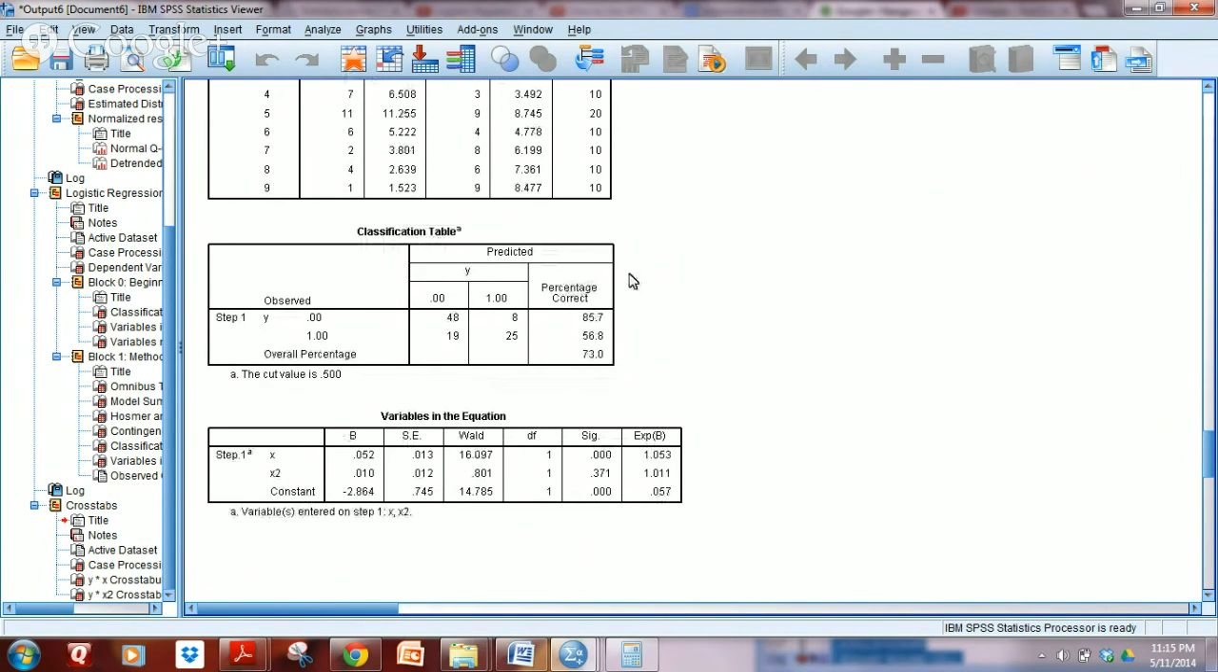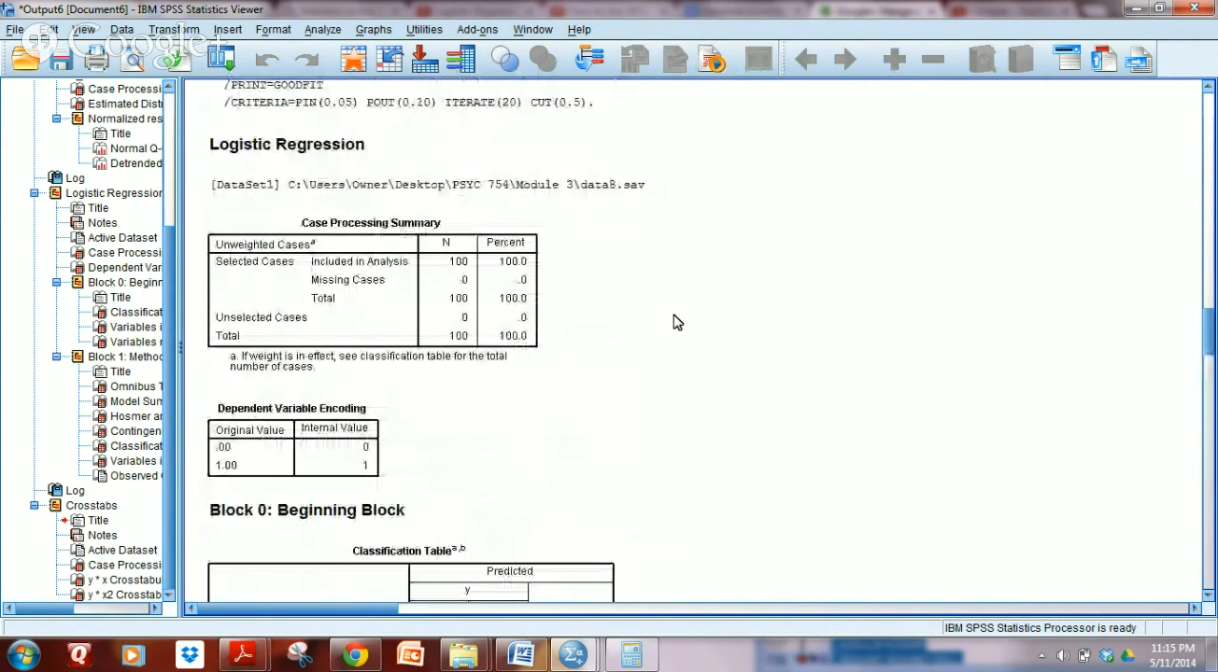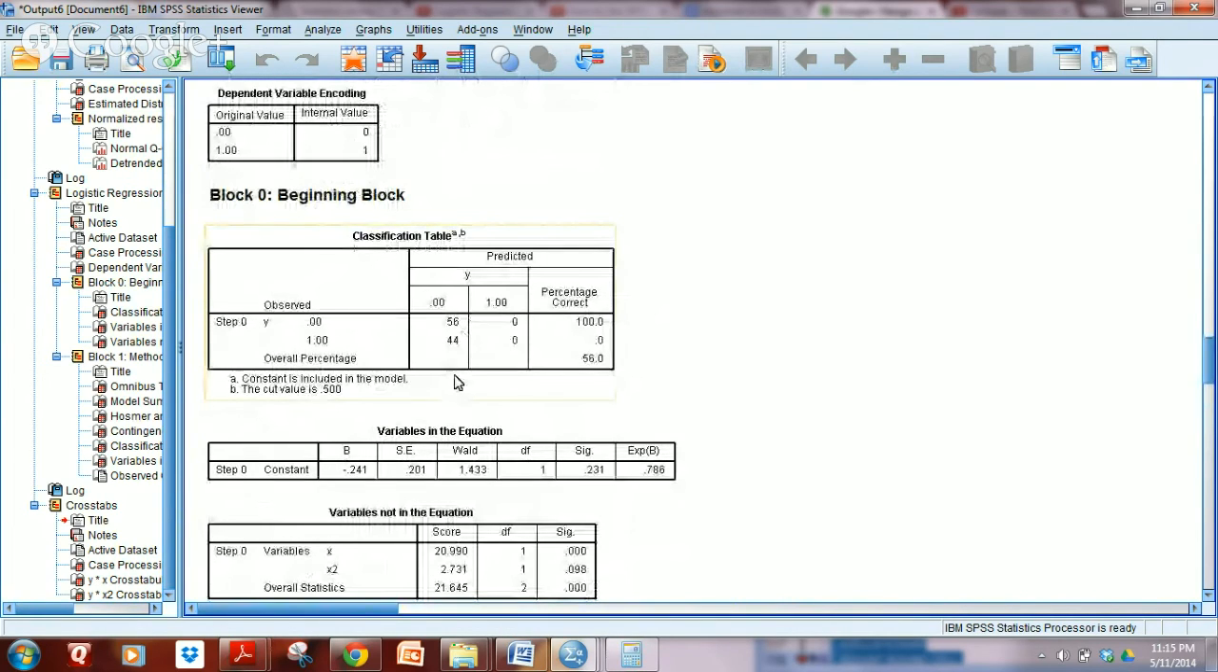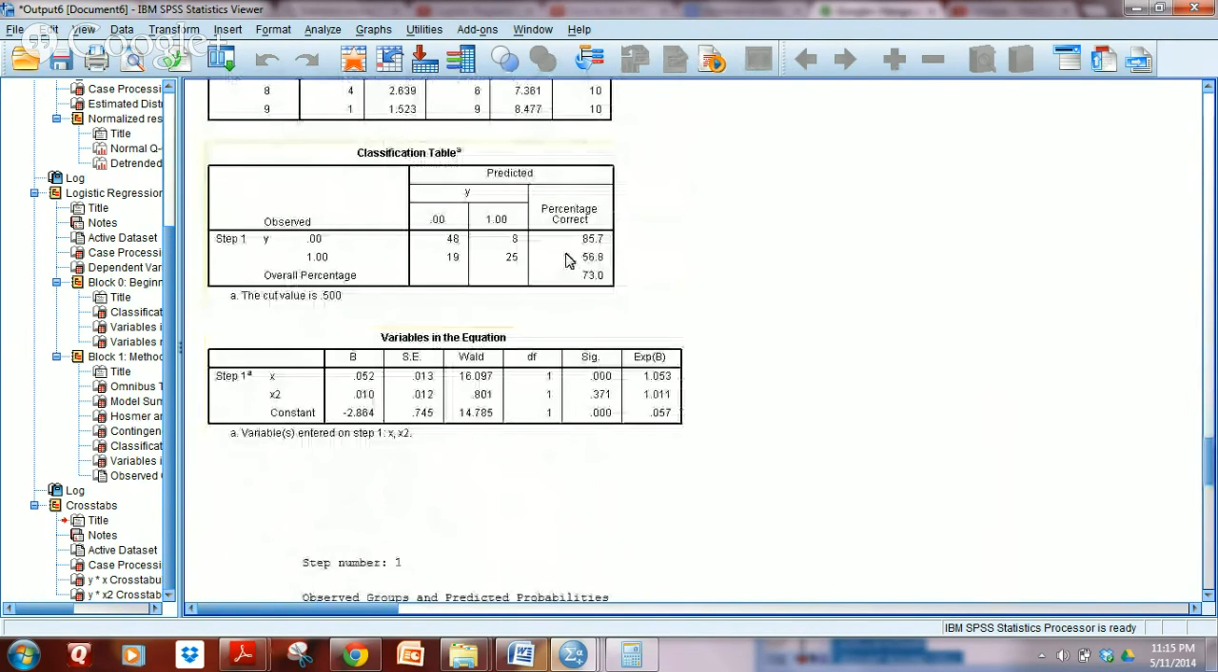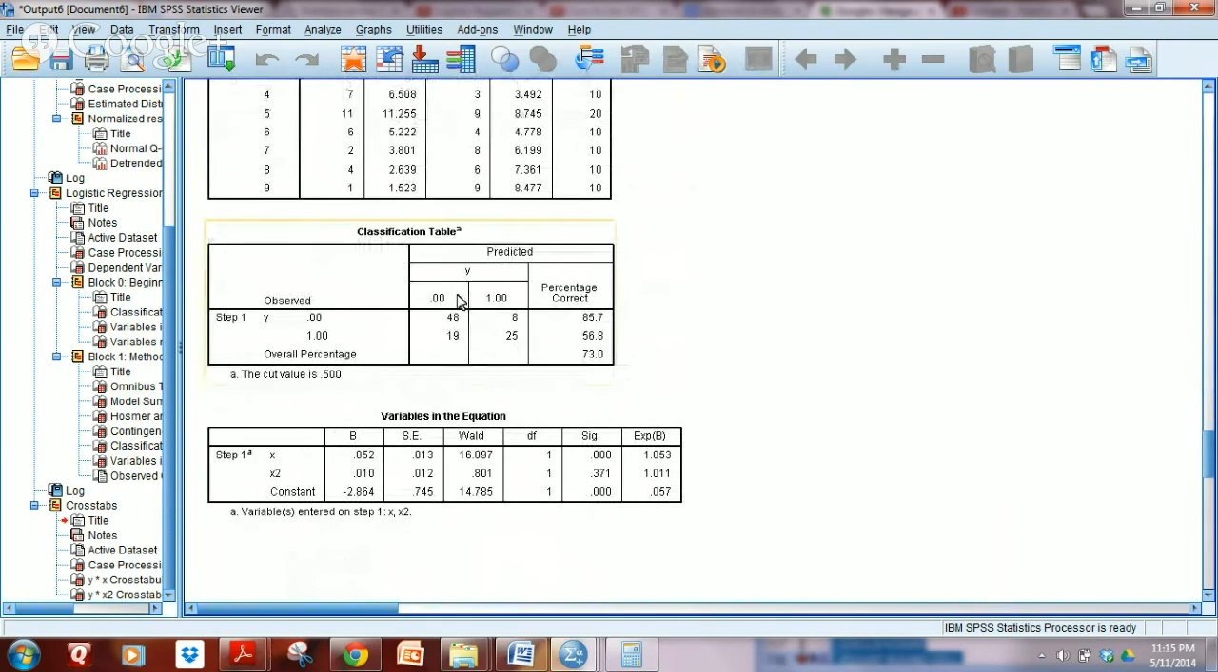When looking at this classification table for block 1, we want to compare it to block 0. Going up really quickly to block 0, we see that we originally predicted in the null that everything was going to be 0. 56 were, 44 weren't, and our overall percentage was 56. Going down to this classification table, we can see that we predicted that 48 were going to be 0, and of that, 19 were, and we can read the rest of the table like that.